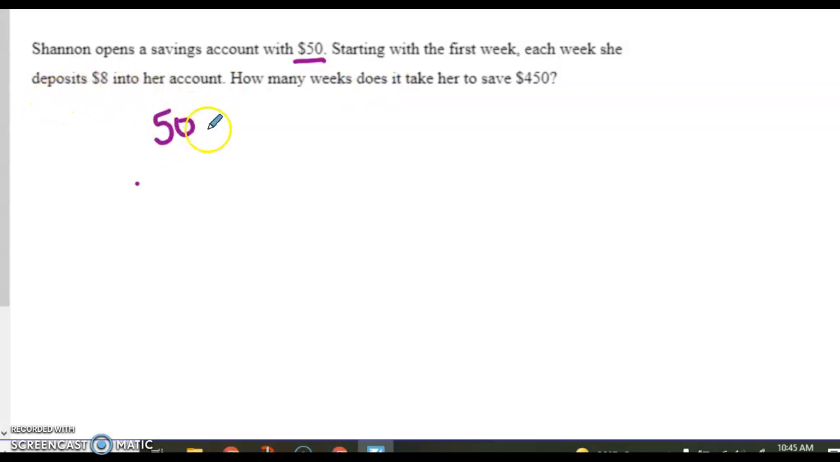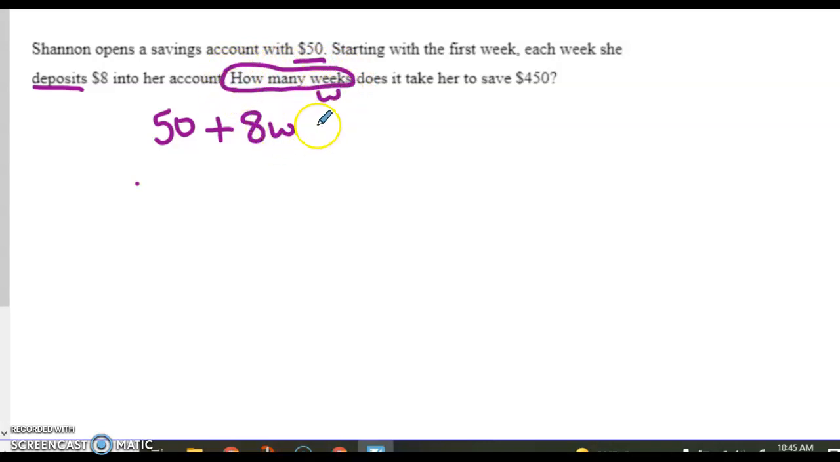So if we're depositing, that's going to add to the 50. So I'm going to go ahead and make myself a note that if I'm depositing it in, I'm going to be adding it. If I was taking it out, then I would be subtracting. But because I'm putting it in, I'm going to add it. And she puts in $8 per week. And we want to know how many weeks. So we don't know that yet.